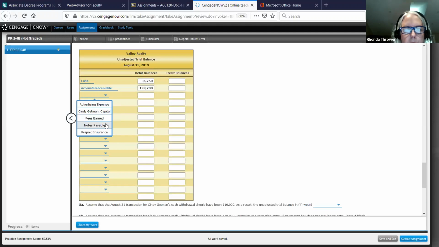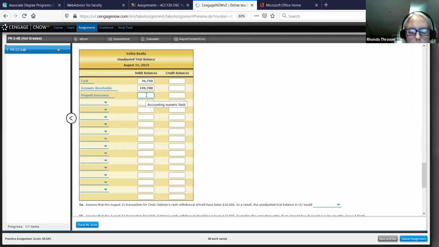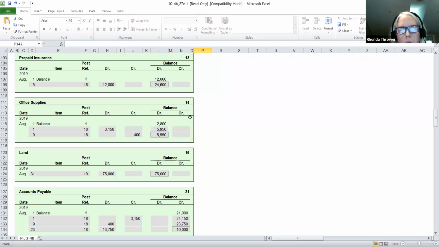So prepaid insurance goes next. And then I'm going to stop sharing and go back to my ledger account and pick up the next balance, which would be office supplies, which is $5,550.